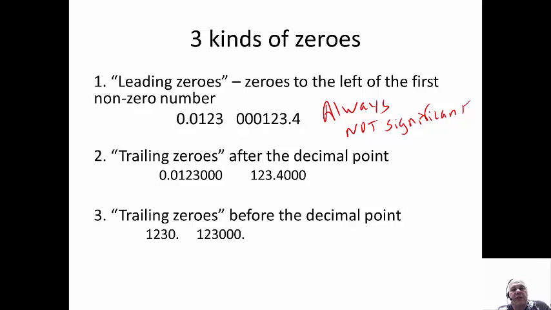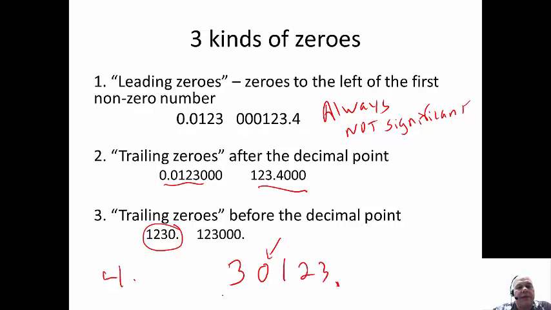They have no significance. Trailing zeros come in 2 different flavors. I have trailing zeros after a decimal point, such as in the 2 numbers shown here. And then I have trailing zeros that are before a decimal point. These are the ones that are more problematic. I guess we could also say there's a 4th kind of zero, which are zeros in the middle. But those are always significant because they're surrounded by significant digits on both sides.